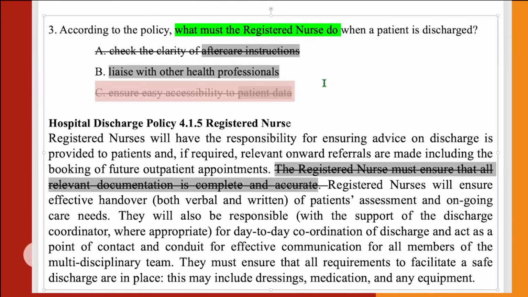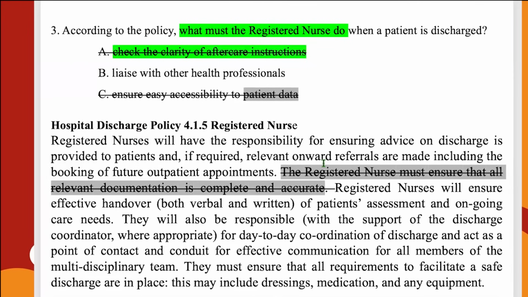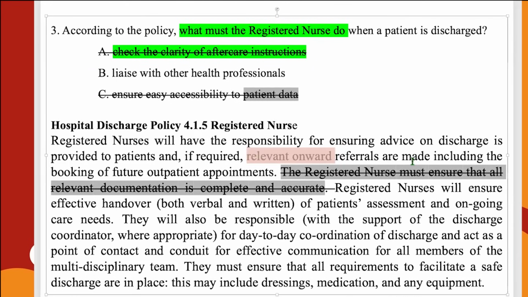Option C. Patient data means the details about the patient history and other things, whatever the diagnosis was, all those details. So liaise with other health professionals is the only one left. Let's check. Is there any possibility? Now you see the word relevant: if required, relevant onward referrals are made. What does it mean? Referral to whom? Some other health professional, right? You don't refer to the mechanical engineer. Referrals are always to other health professionals.